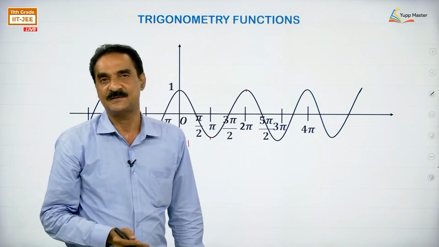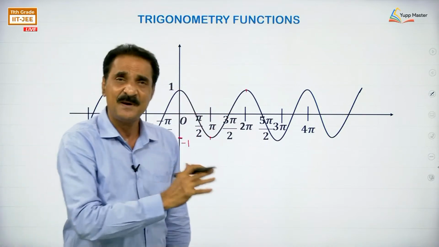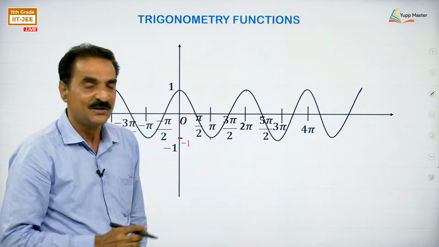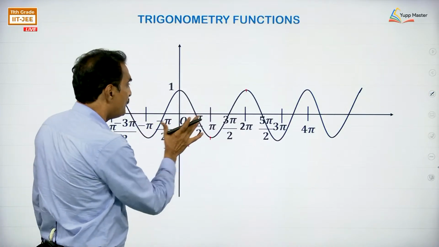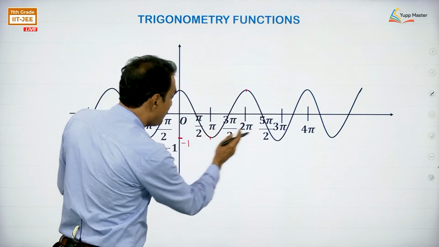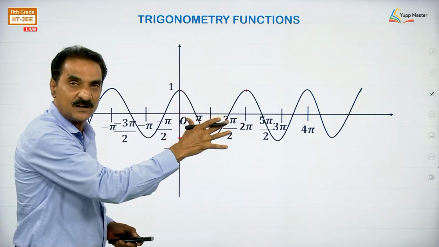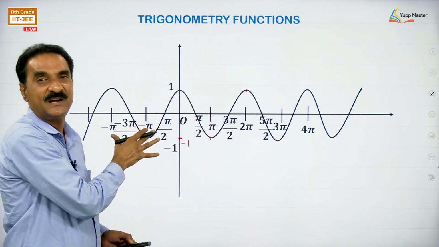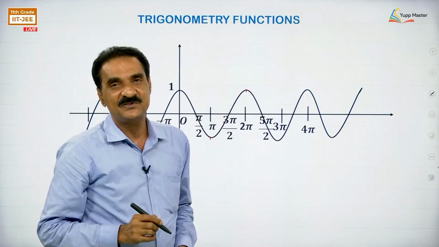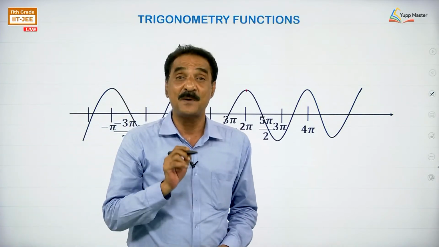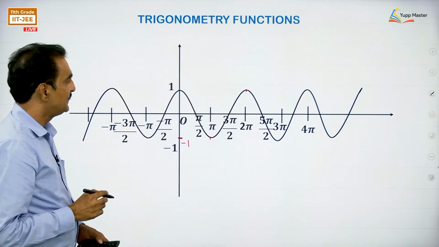Just like sin x. You can also observe that the shape of the graph of cos x is the same as the shape of the graph of sin x. Only positionally it differs. If you move the graph of cos x by pi by 2 units towards right, it becomes the graph of sin x. Or if you move the graph of sin x by pi by 2 units towards left, it becomes the graph of cos x. That is why the phase difference of the graphs of sin x and cos x is pi by 2, remember.